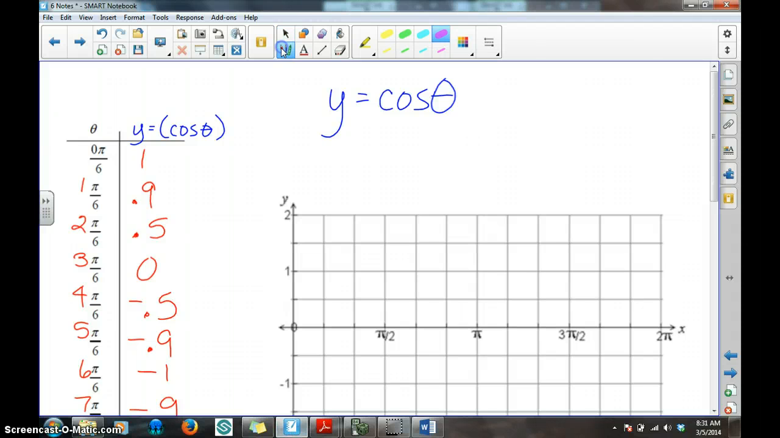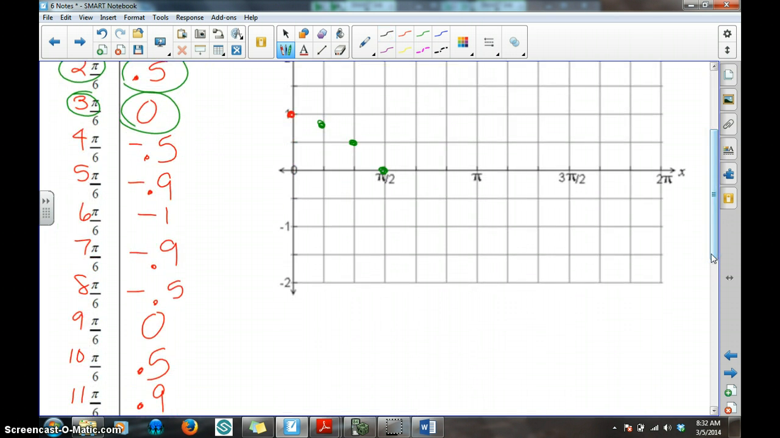This effectively says that you should go right 0 up 1, or put a point right here. Then I'm going to go right 1 up 0.9, or put a point right here. Then I'm going to go right 2 up 0.5, put a point right here. Right 3 up 0, put a point right here. Do you see how easy this is? Let's keep going. After that, my values go negative.